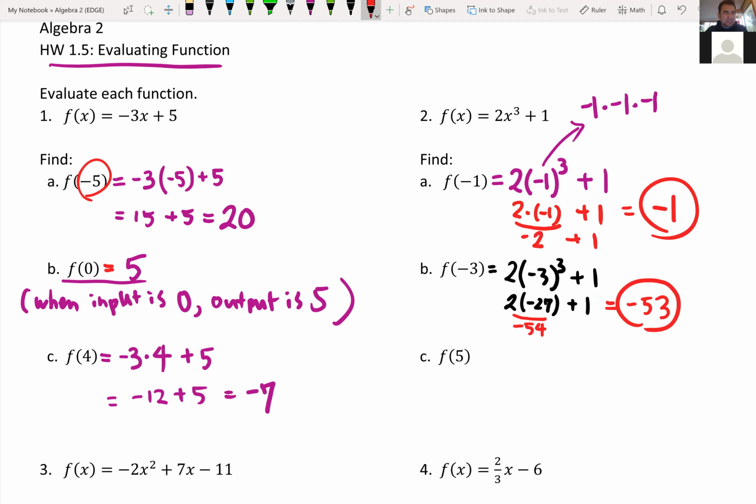Okay, who's got -53? Did you get that? Is it hard? Is it easy? How are you feeling, guys? Okay, let's try f of 5. Again, still the same function.